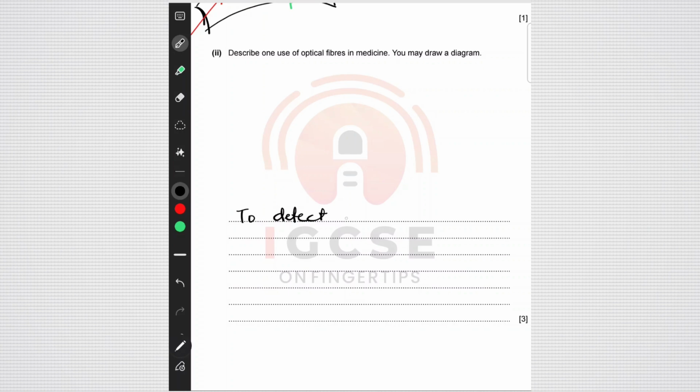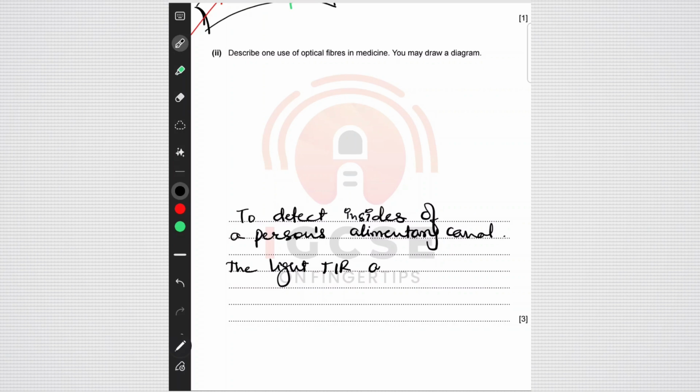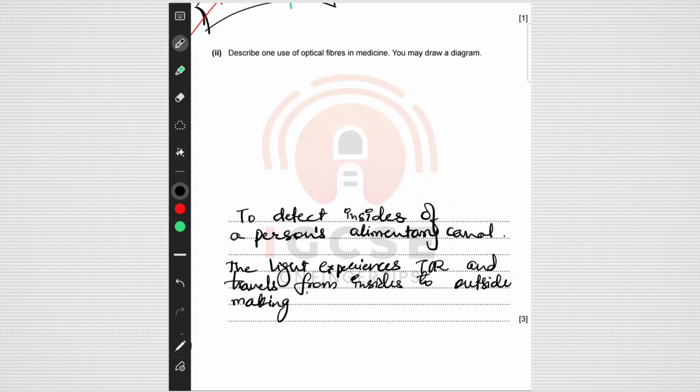To detect the insides of a person's alimentary canal, the light undergoes total internal reflection, TIR, and travels from inside to outside, making the insides or inner organs visible.